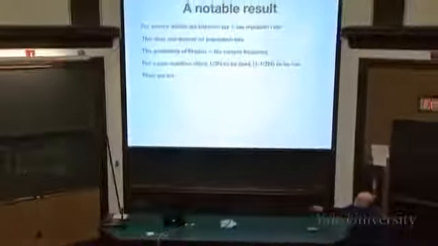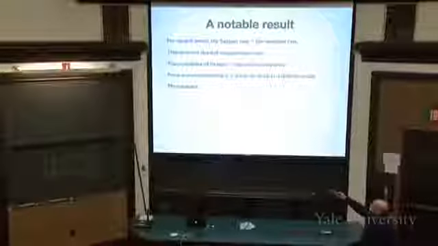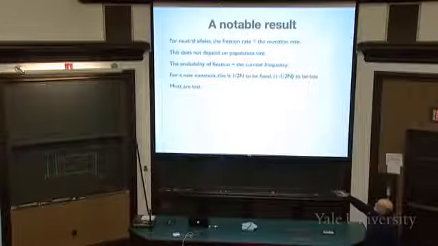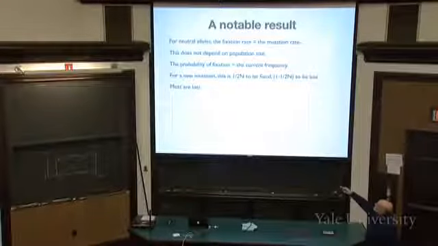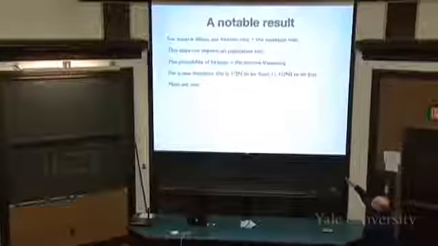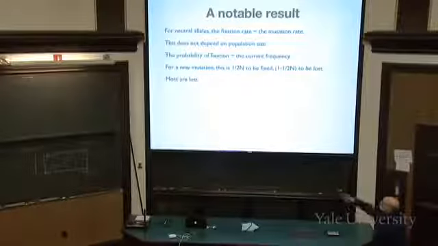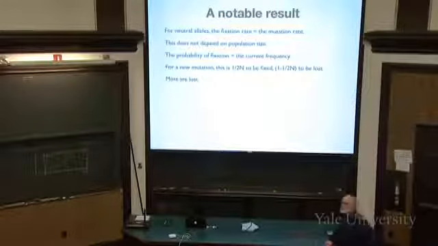Now, for a neutral allele, like the one that I've been sketching there, the fixation rate is just equal to the mutation rate. That doesn't depend on population size. The probability of fixation, as I said, is equal to the current frequency. For a new mutation, one of these guys down here, right at the beginning, that's 1 over 2N to be fixed, and 1 minus 1 over 2N to be lost. That means that most of them are lost. N is the population size, N is a big number.